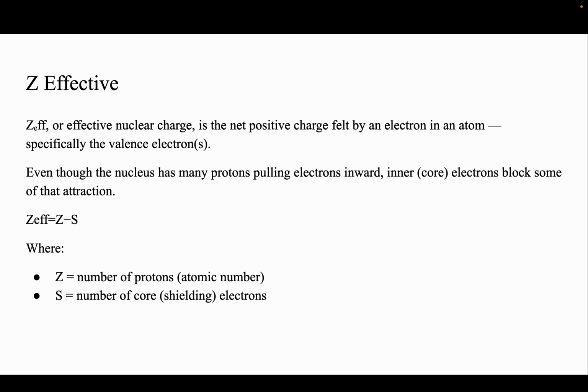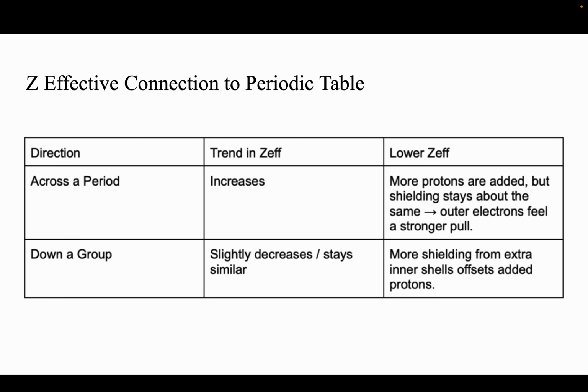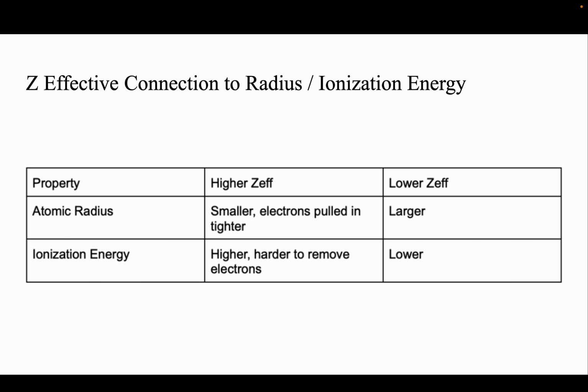It's just how much attraction is being blocked by the shielding electrons. So Z effective connection to the periodic table. The Z effective increases across a period, and it slightly decreases or stays similar down a group. And then the Z effective connection to the radius, or ionization energy.